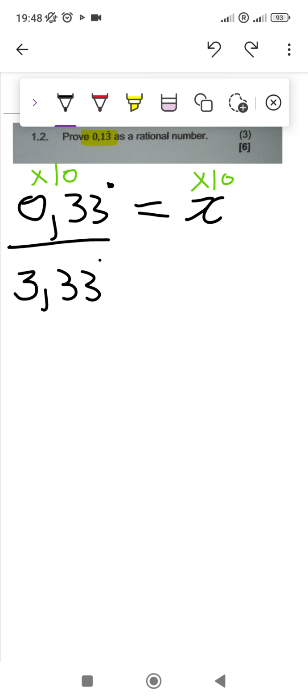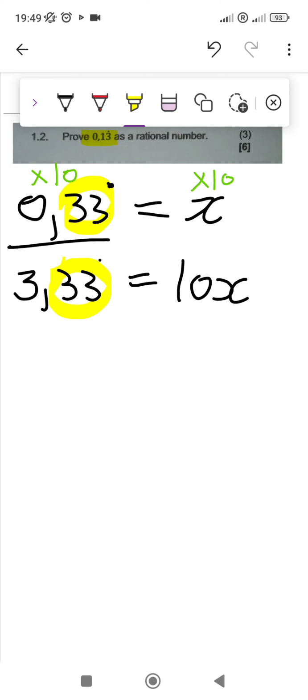On our right hand side, x times 10 is going to be 10x. So that's the first thing that we do. We multiply both of these with 10. What we want to create, and for this question it's easy because it's already like this, is a situation where everything behind your comma is the same. So here and here, everything behind our comma is the same. Now that that is the same, you are going to subtract.